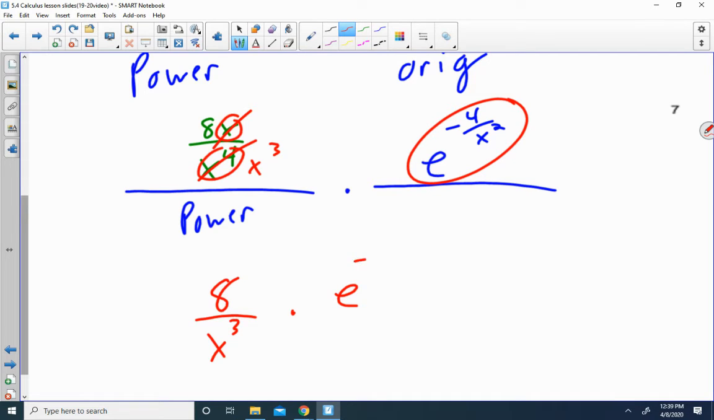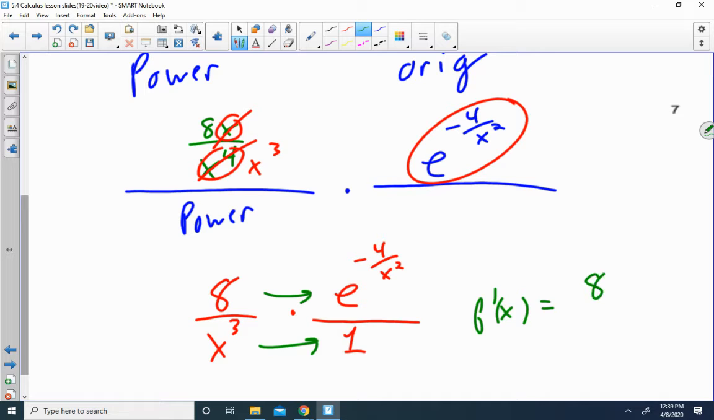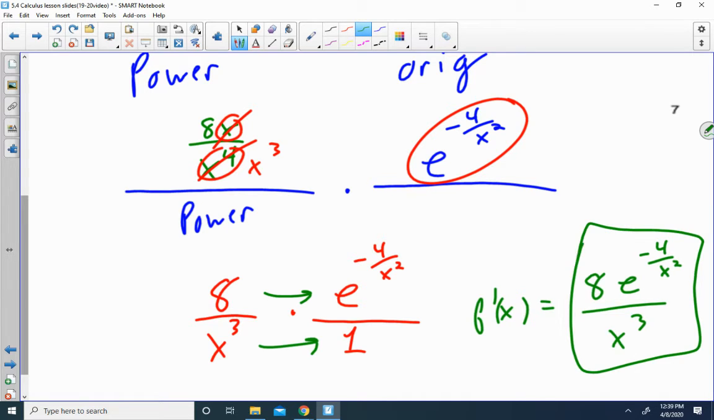Now we multiply that by e to the negative 4 over x squared as a power. I'll rewrite that over 1 and multiply horizontally, which will give you your derivative of 8 times e to the power of negative 4 over x squared, all over x cubed. So that's how you do that one using the quotient rule.